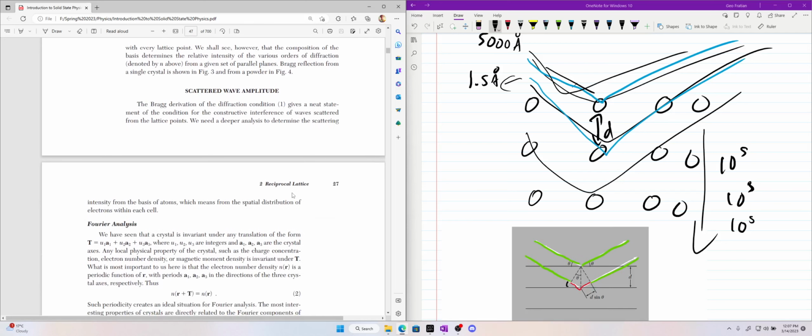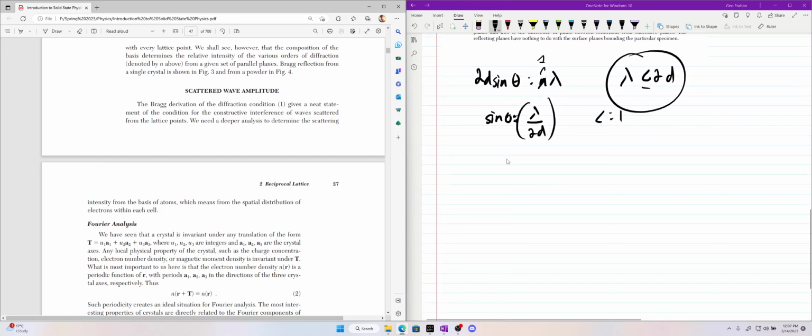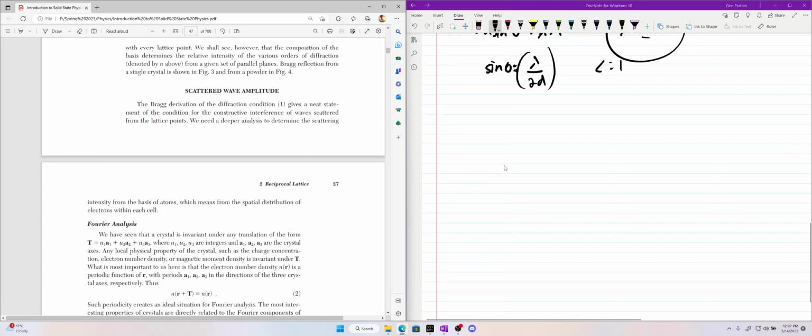Okay. So now we can talk about how the Bragg derivation of the diffraction condition gave a neat statement on the condition of the constructive interference of waves, right? But we need a deeper analysis. That was just a geometric one. To determine the scattering intensity from the basis of atoms, which means from the spatial distribution of the electrons within each cell, this is where your knowledge from earlier classes is going to help, because we're going to be doing some Fourier analysis.